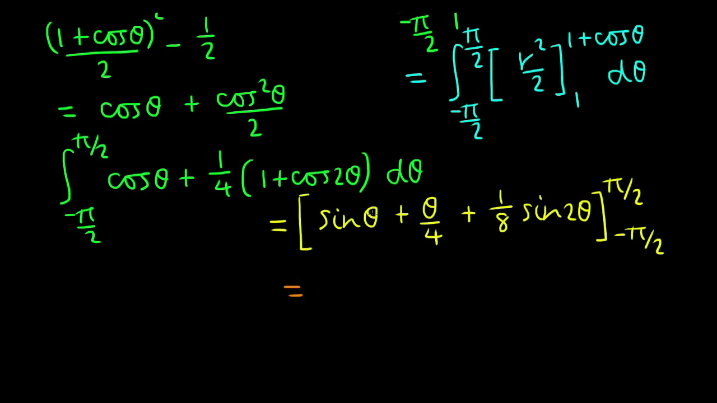So sine pi on 2 is 1 plus pi on 8 plus 0, and sine minus pi on 2 is negative 1. So minus minus 1 is plus 1, and we have minus pi on 8, and minus minus pi on 8 is plus pi on 8, and minus 0. So what we get is 2 plus 2 pi on 8, which is pi on 4.